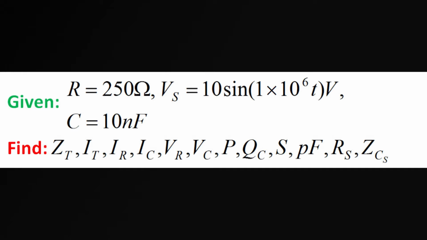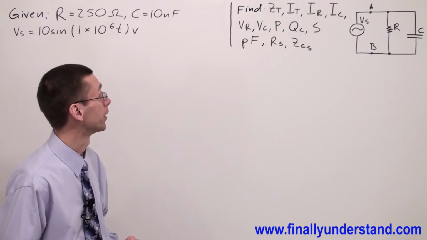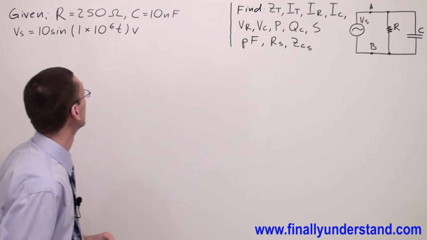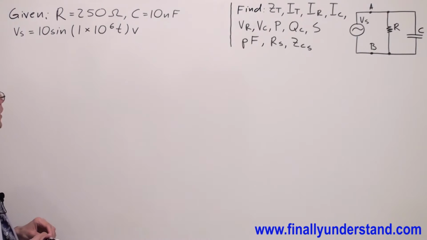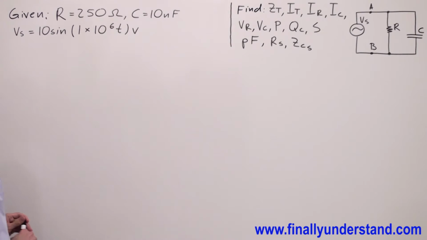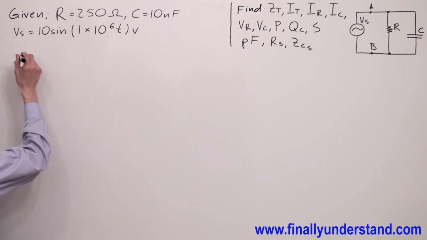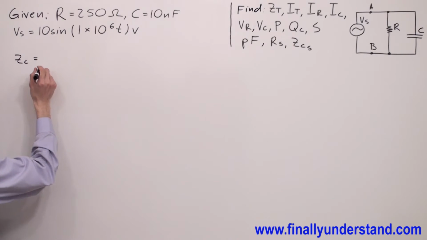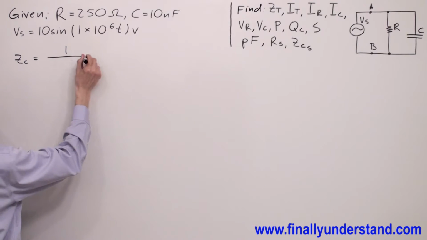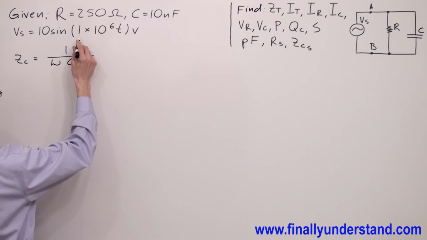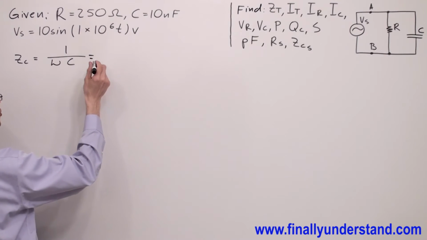This time we are going to analyze a parallel RC circuit. We're supposed to find Z total. In order to find Z total, I'm supposed to find the impedance of the capacitor first. The formula for impedance of the capacitor says Z of C or X of C is equal to 1 over omega C, where my omega is equal to 1 times 10 to the 6 radians per second.